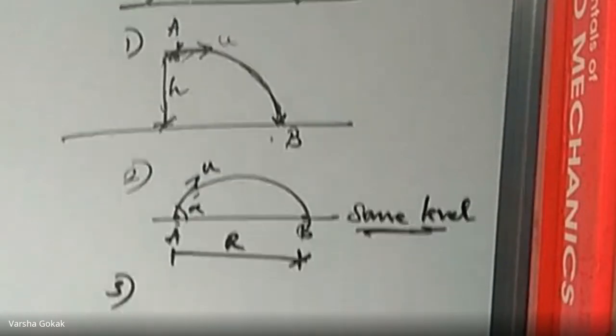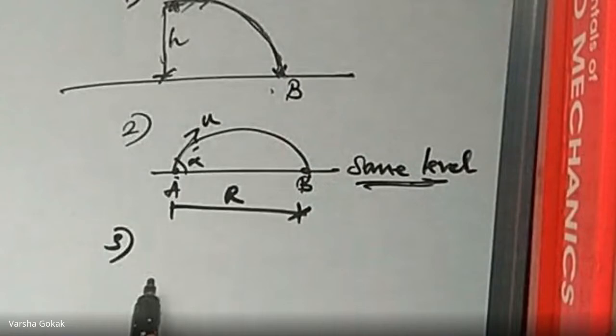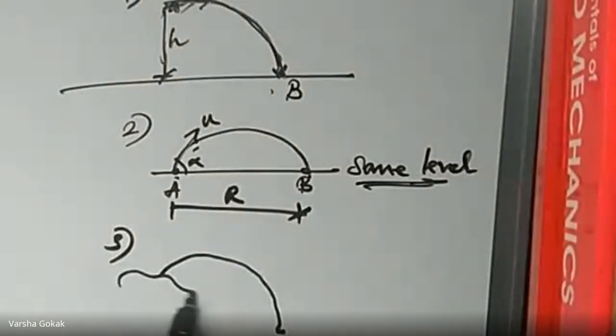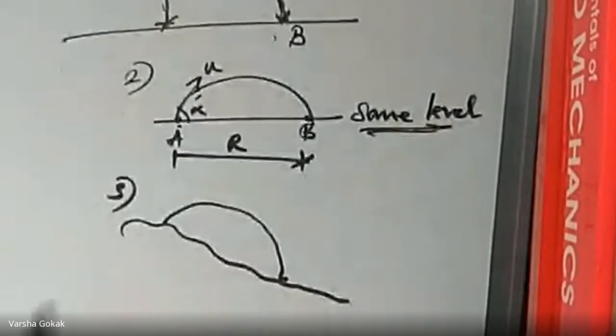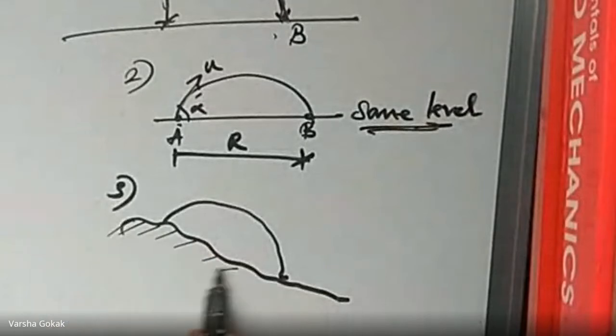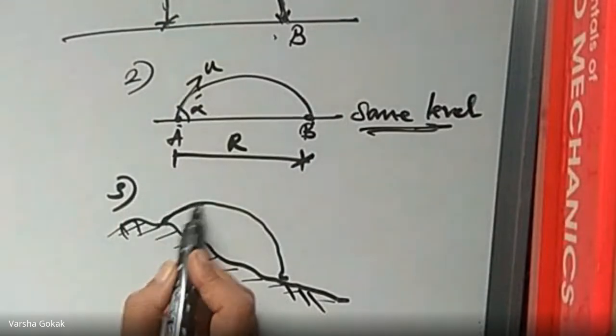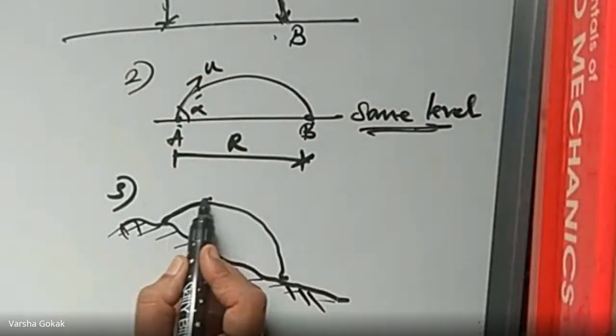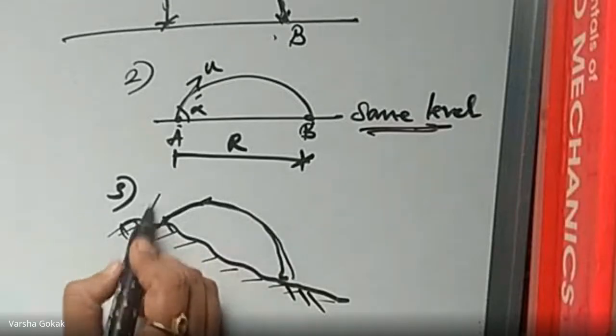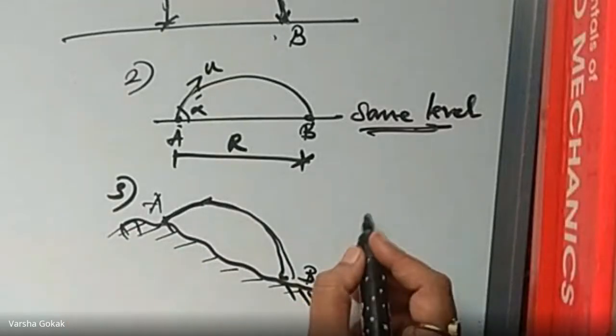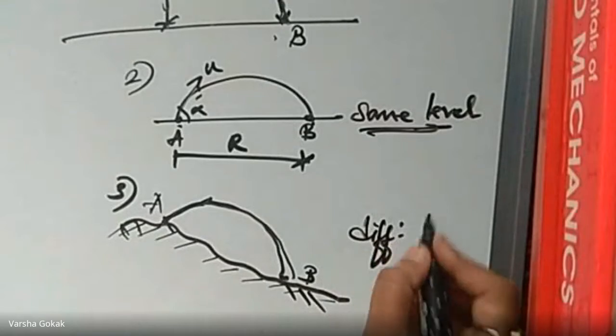And the last case, the third case, is when A and B are at different levels. Say there is a ground like this. This is a ground profile. It could be possible, no? Somewhere it is at the top, somewhere it is in a pit. So I will give an initial velocity. It will go up first a little, and then it will drop down. This is A, this is B. These are at different levels.